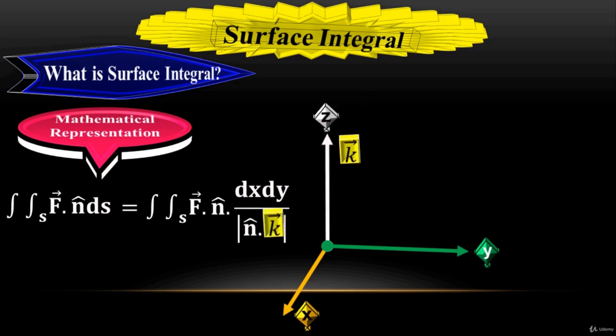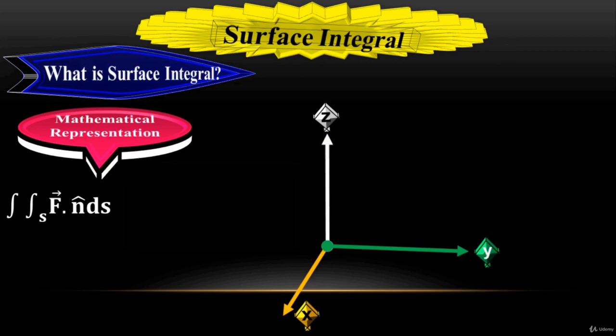I repeat it. The object lies in xy plane, and therefore I put dx times dy. And perpendicular to xy is a z. The unit vector of z is k, and therefore I put k here.